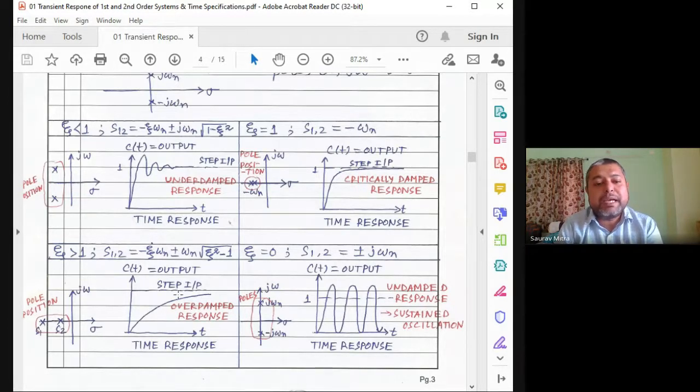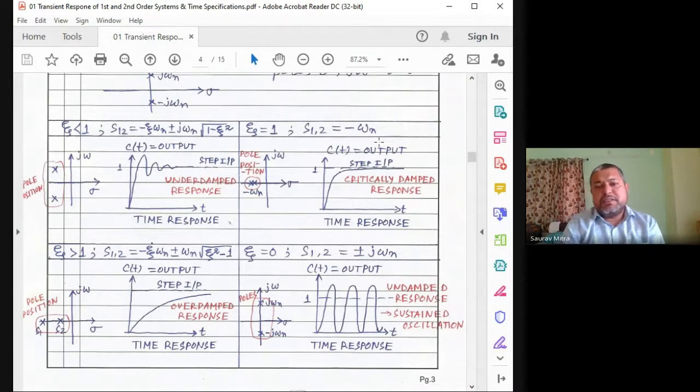So critical damping and overdamping both have no oscillation. Undamped and underdamped both have oscillation. These are the two things you have to remember. That is, in critical damping and overdamping there is no oscillation and no frequency component, sine or cosine. But in undamped or underdamped, sine or cosine components are present.